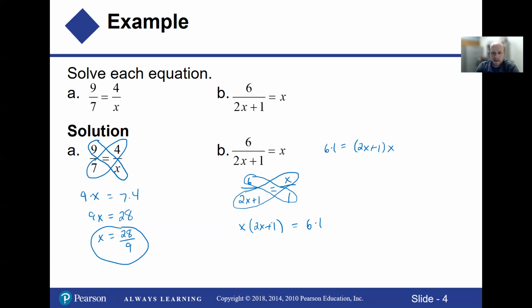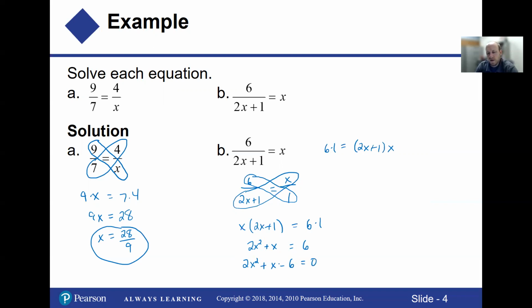So let's keep going with this one. We have to distribute the X here, so this is going to give us 2x squared plus X, and then 6 times 1 is 6. To solve for X, because I have this X squared term, I'm going to move the 6 back over here to make this a trinomial. So 2x squared plus X minus 6 equals 0. And then I have to factor this.